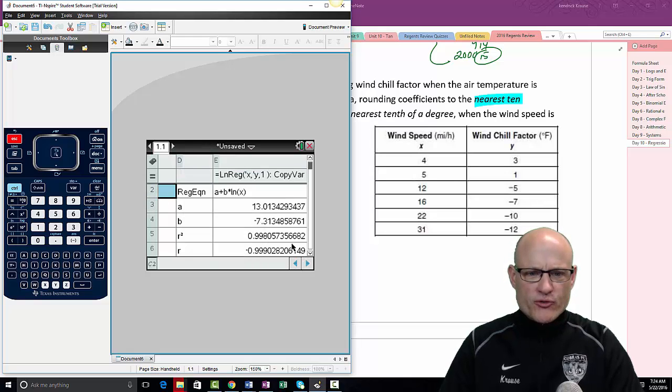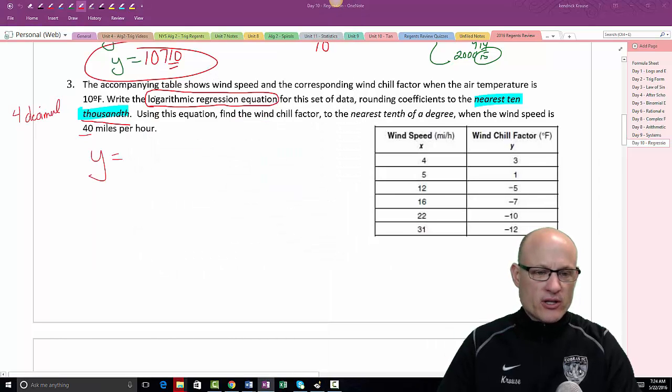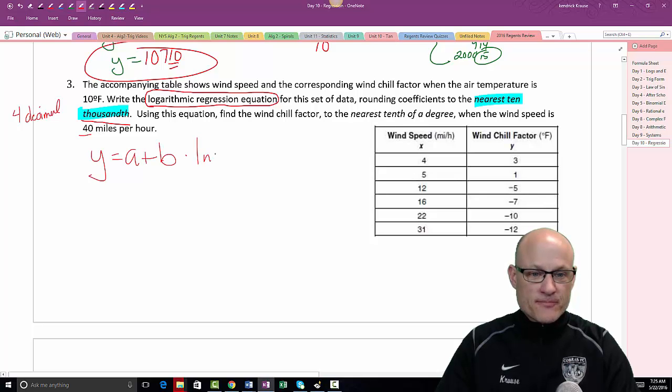So A equals 13.0134. Also, the equation, I forgot to write the equation. A plus B times the natural log of just X. All right. So got to write down what A and B are. So let's get that down.